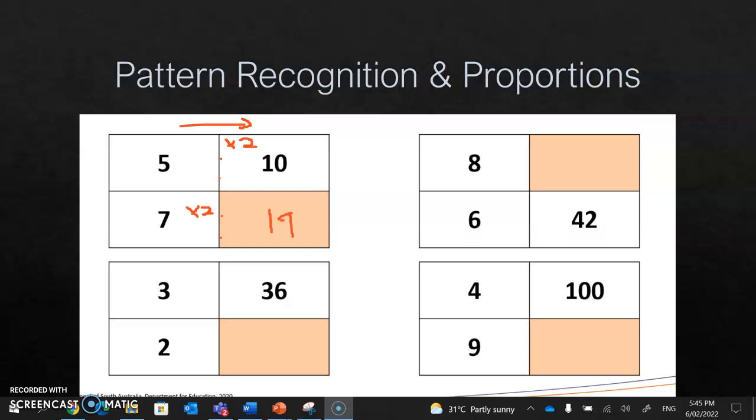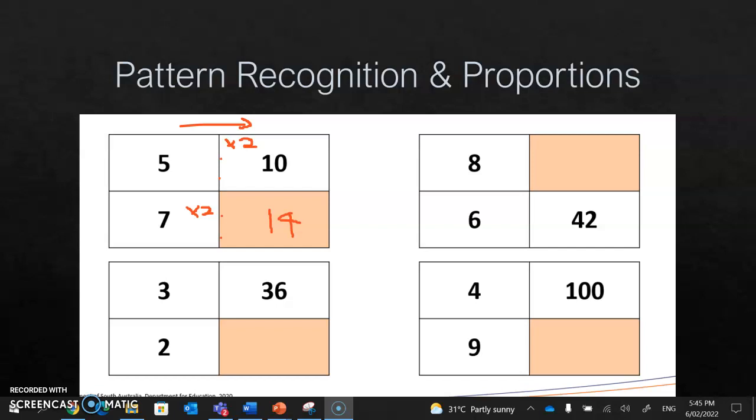Oh, Miss Carlson is not very good at drawing on the computer. So you should see that a ratio of 5 to 10 is the same as a ratio of 7 to 14. Hopefully you can see that 5 is half of 10, just as 7 is half of 14. So a ratio of 5 to 10 is equal to a ratio of 7 to 14.